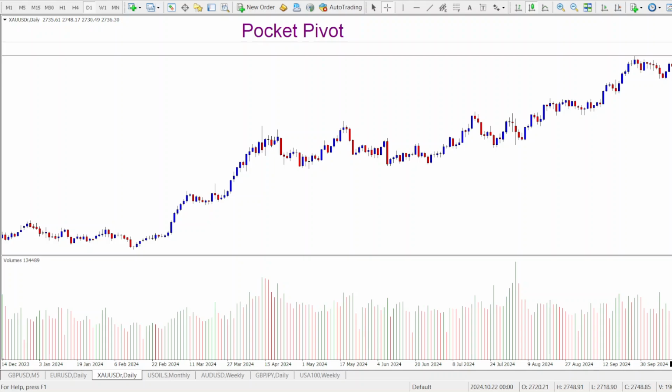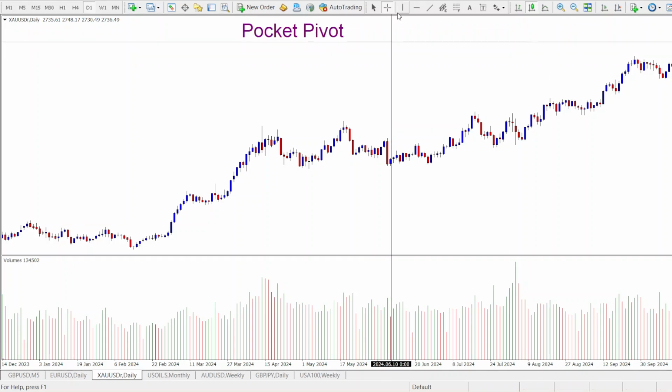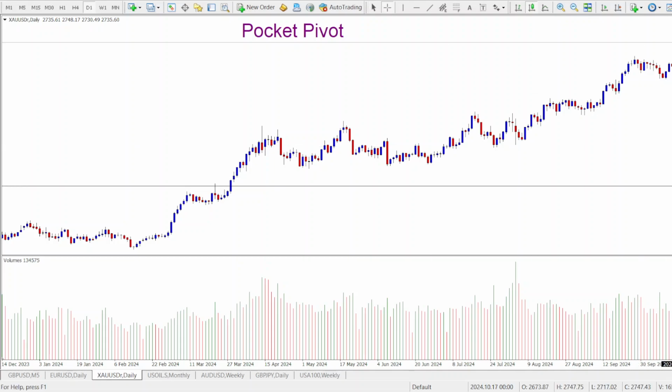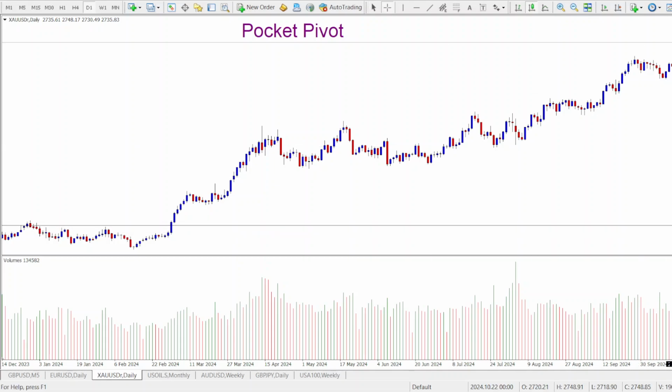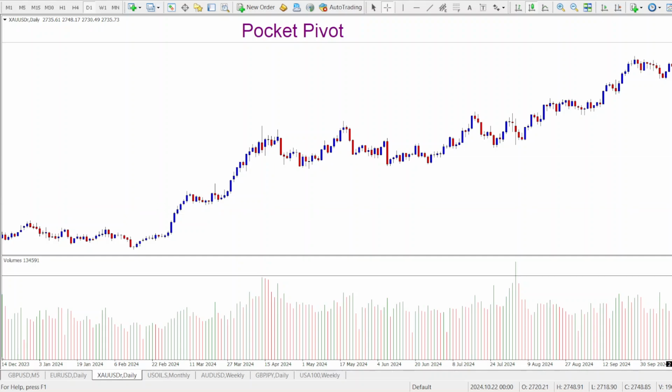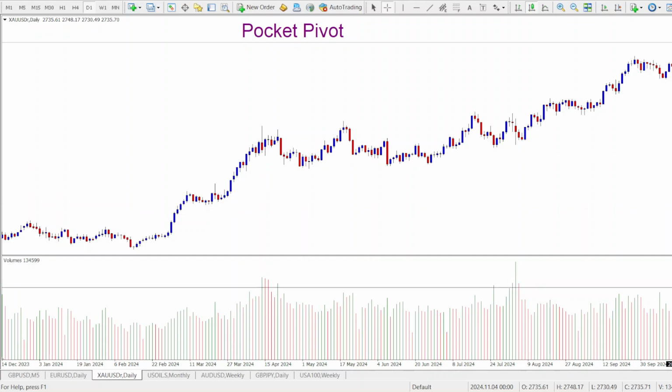2, 3, 4, 5, 6, 7, 8, 9, 10, right? So we have 10 days here. So I'm just going to use a line to demarcate. So after this line, we have 10 candles: 1, 2, 3, 4, 5, 6, 7, 8, 9, 10. All right. So we are going to look at the volume. You can see the volumes after this line. These are the volumes for the 10 days.